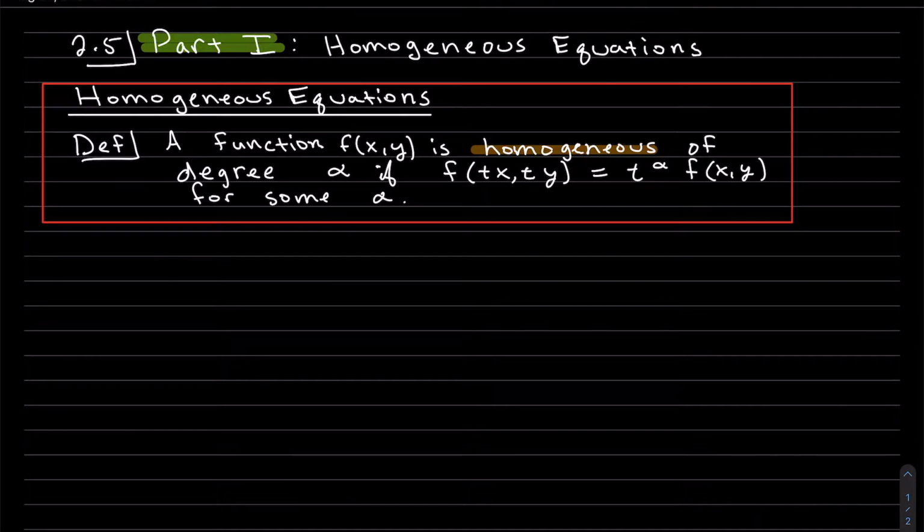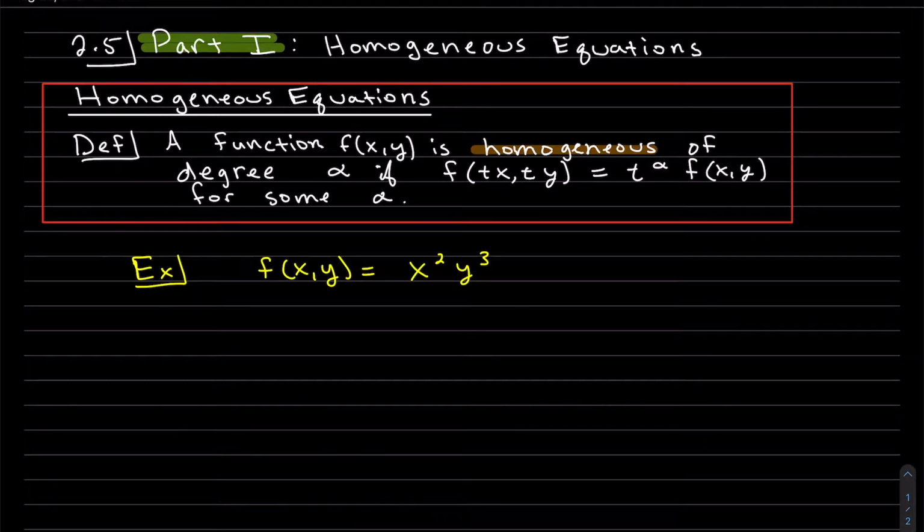A function is homogeneous of degree alpha if we plug in tx for x and ty for y, and you simplify it, and it turns out that you can factor out t to the power of some alpha, and you get the original function times that. Then you can say that that function has degree alpha. So let's just look at an example.